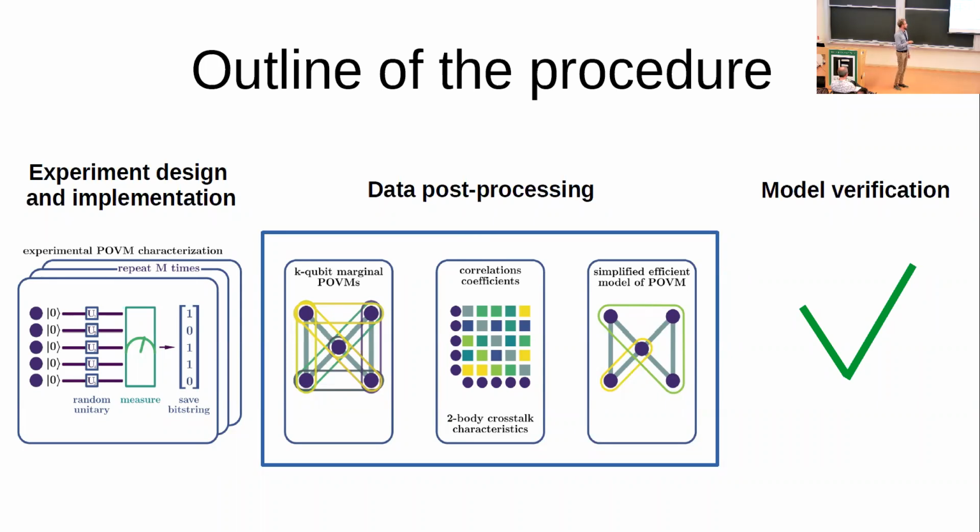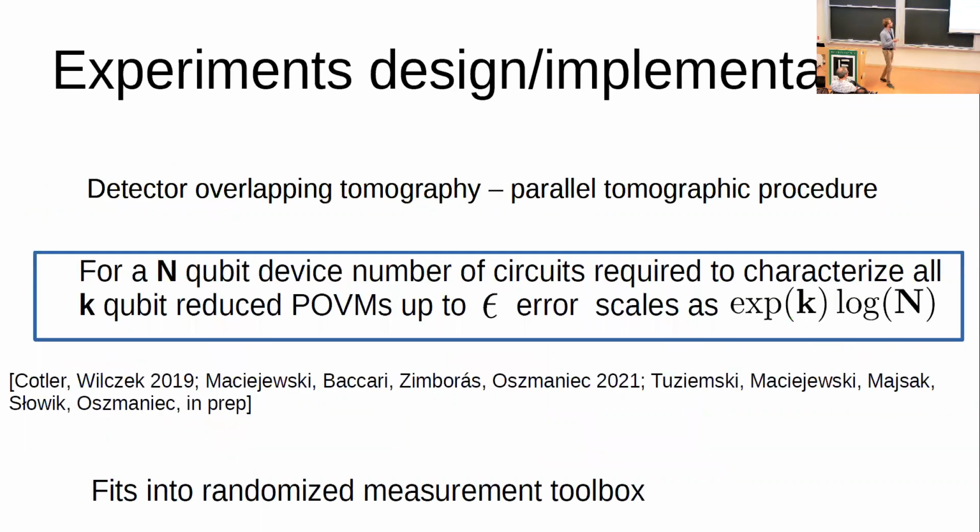And finally, just because we can reconstruct some noise model, it doesn't mean that it will be useful or accurate. So we want to verify how well we capture those crosstalk effects in the readout noise. So this will be the third stage. I will now go through all of those steps. So the first part is this experiment design and implementation.